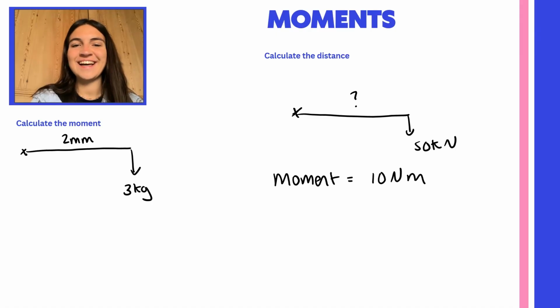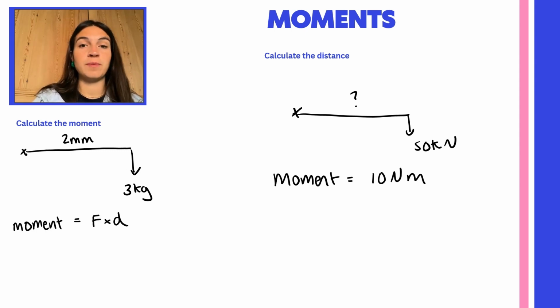Okay, so let's calculate some moments. First here on the left-hand side, we have calculate the moment, and we have a distance of 2 millimeters and a mass of 3 kilograms. So first things first, what is a moment? Well, a moment is a force multiplied by a distance, but in particular that distance is the perpendicular distance between the pivot and the force.